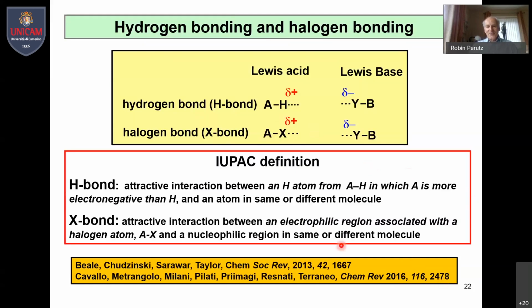Here you will find the official IUPAC definition of the halogen bond, which is sometimes written as an X bond. It parallels exactly the definition of the hydrogen bond. But I've summarized it already, so I won't go over the definition now.